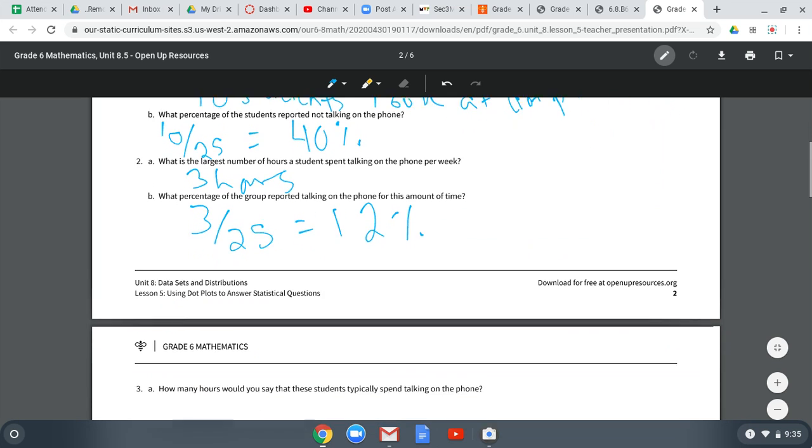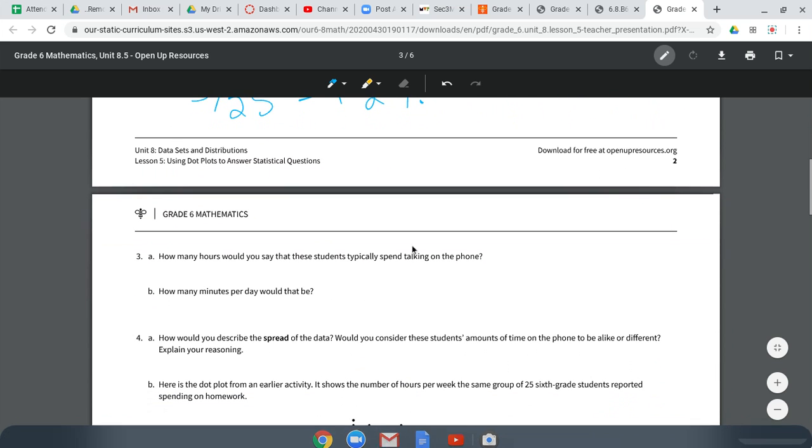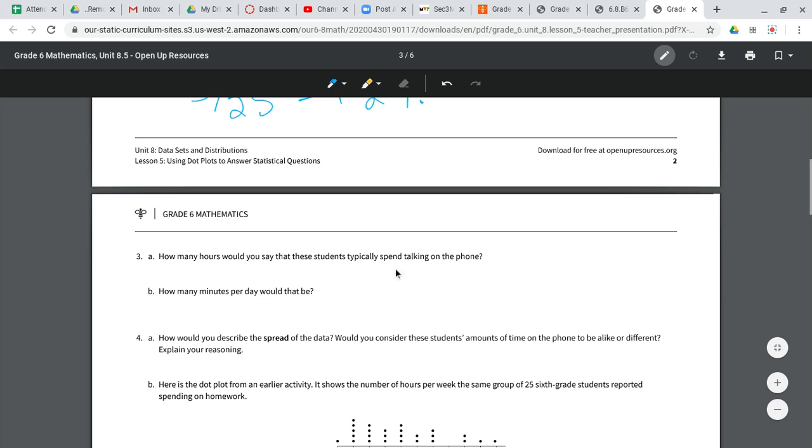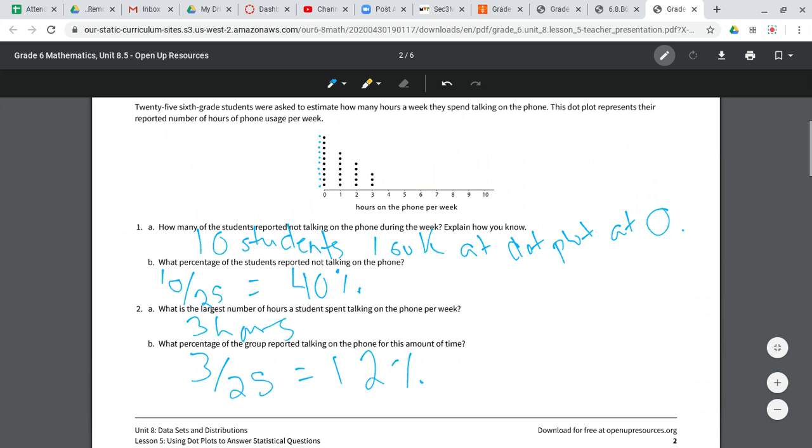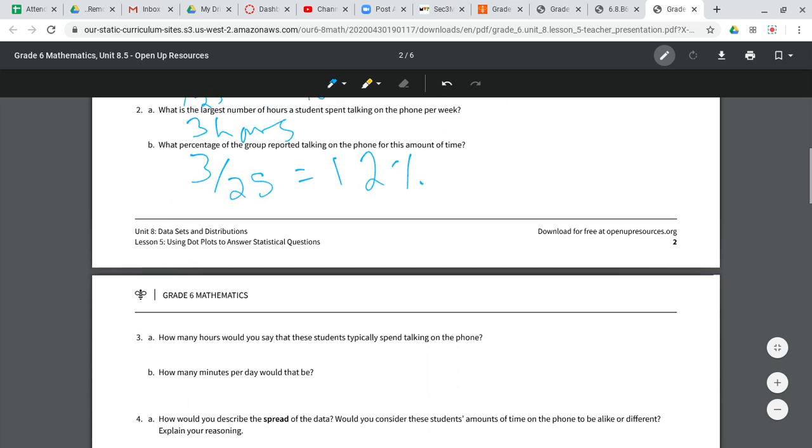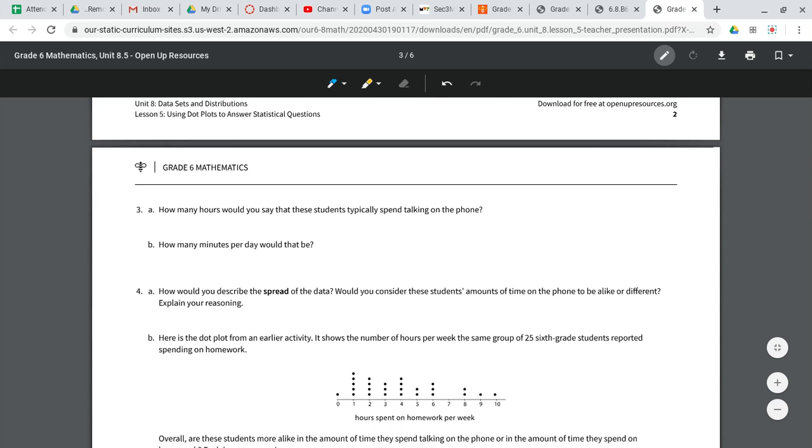All right, so for 3, how many hours would you say that these students typically spend talking on the phone? So looking back up at our dot plot, if we were to average this or find an approximation, what would you say for the number of hours they talk on the phone per week? 1 hour would probably be a decent answer there. About 1 hour.